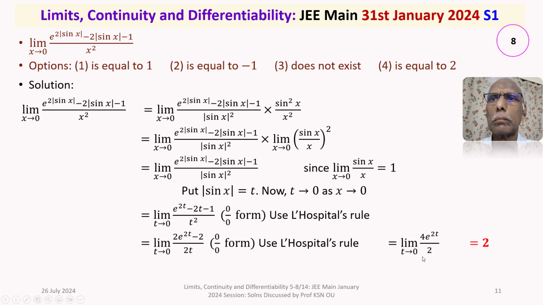Limit t tends to 0, the derivative of the numerator is 4e to the power of 2t. The derivative of the denominator is 2. So 2 cancels. As t tends to 0, it will be 2. So the answer to this question is 2. This answer 2 appears against option 4. So therefore the answer to this question is option 4.